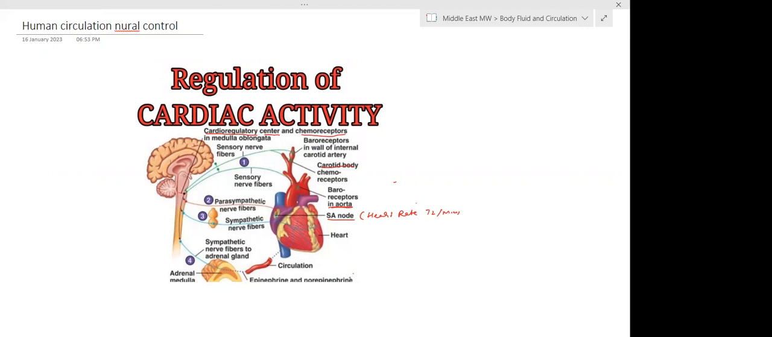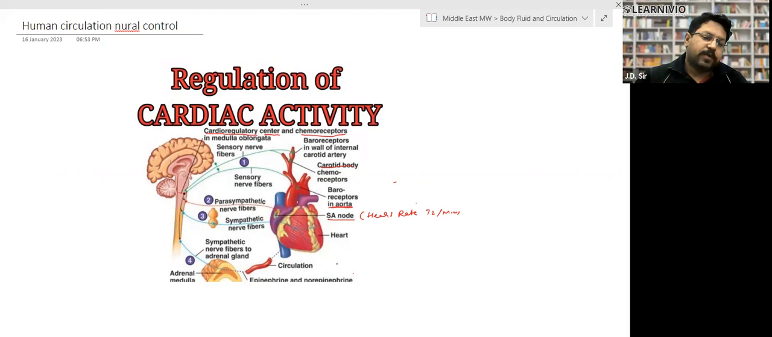And what are the parasympathetic and sympathetic nerve fibers? Actually, there are two kinds of fiber: sympathetic nerve fiber and parasympathetic nerve fiber. Somatic nerve fibers are not autonomous, right? Not autonomous means we can control their function with the help of our willpower, with the help of our brain, right? And parasympathetic nerve fibers are part of the autonomic nervous system, meaning they are self-regulatory.